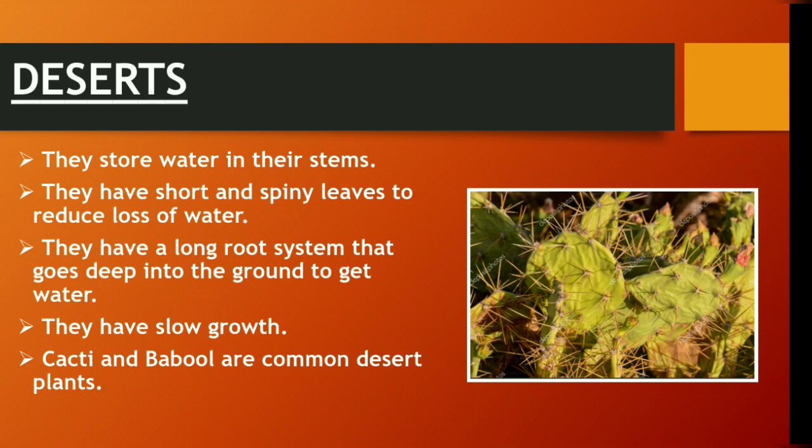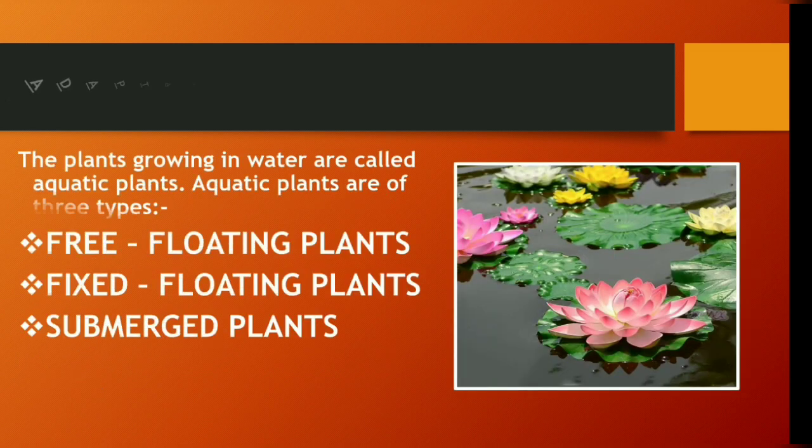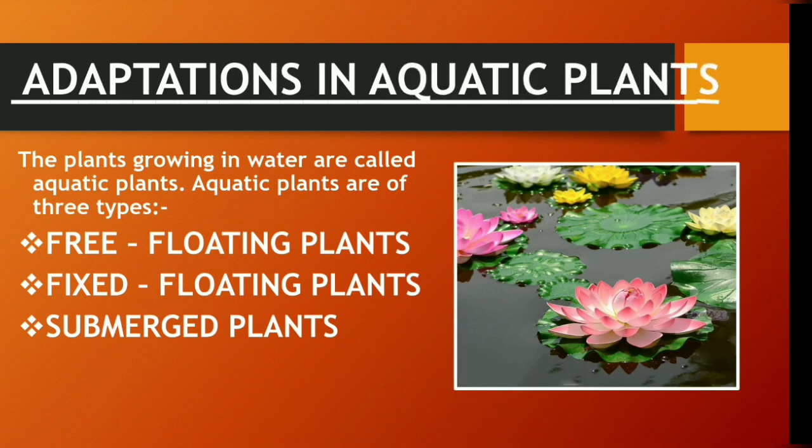They have slow growth. Cacti and babul are common desert plants. These are examples of desert plants. Moving on. Now these were the terrestrial plants, plants which grow on hills and mountains, plains, marshy areas and deserts. But they grow on land. So these are the terrestrial plants' adaptations.